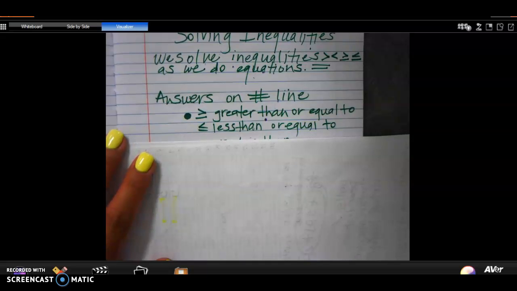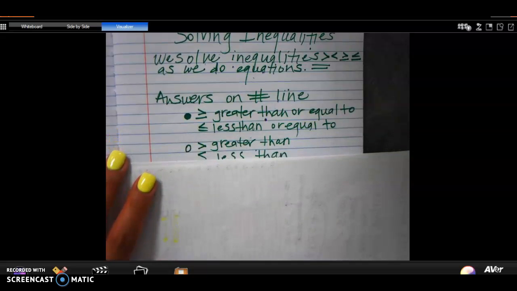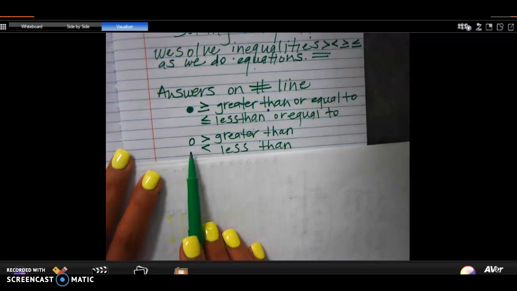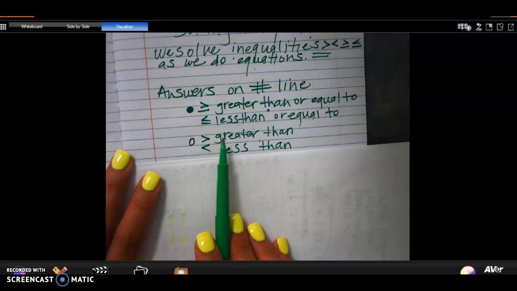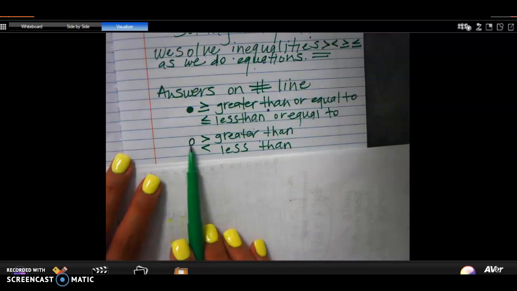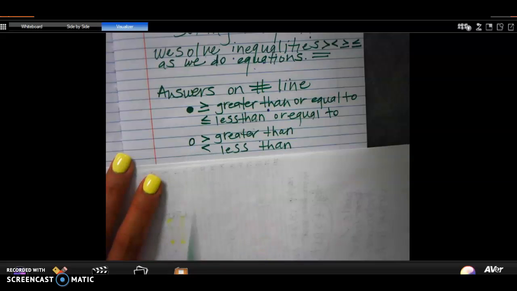If we see an open circle, that is related to the comparing symbol that does not have that line underneath, the greater than symbol or the less than symbol. That means that even though our starting point is at that number, we do not include that as part of our solution.